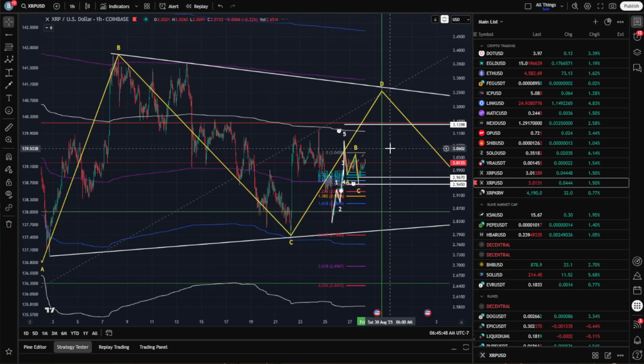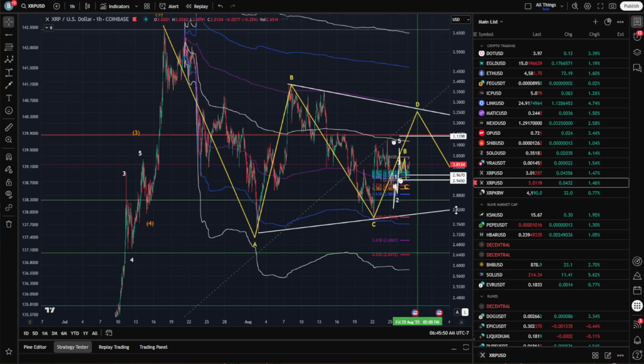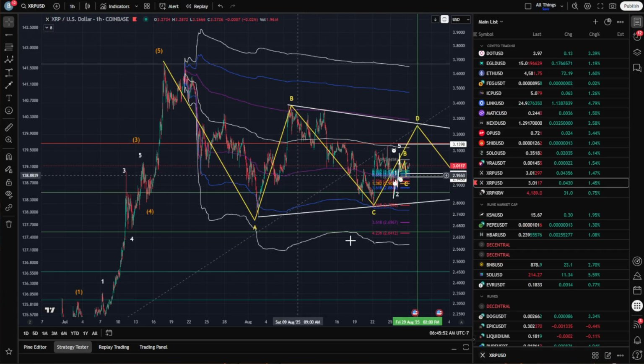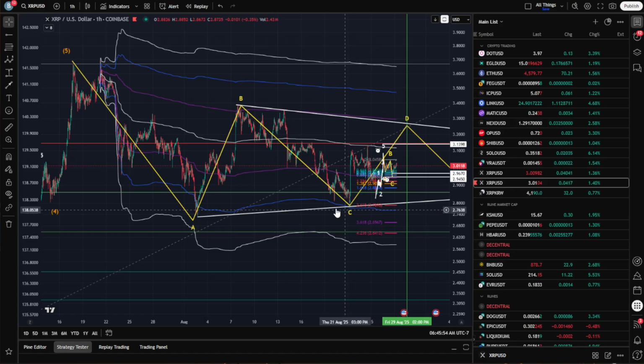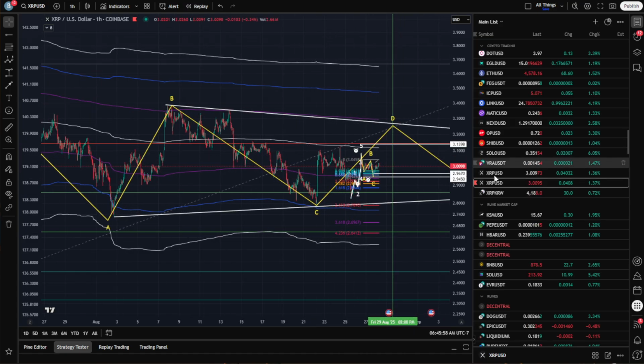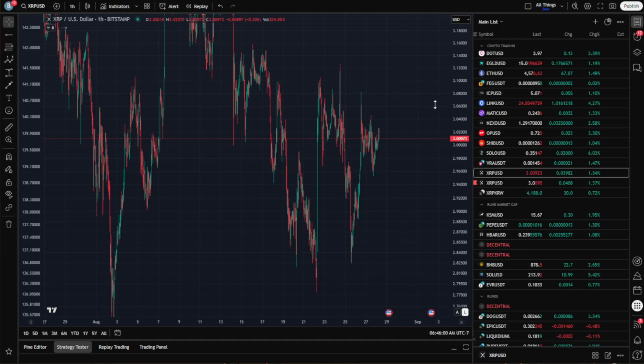So here we are playing with this forever triangle on XRP. Now, what's intriguing about this is I question this area of range. I know there's a lot on here, so we'll jump over here to take a look at the bigger picture.